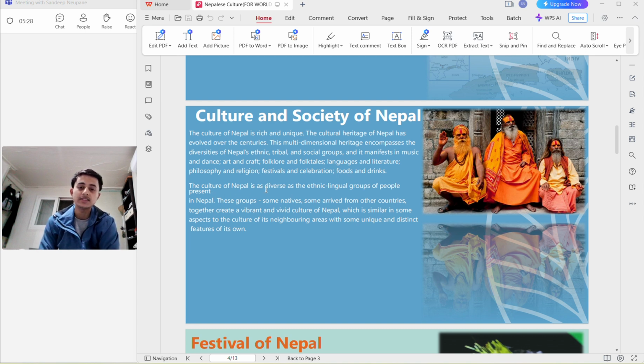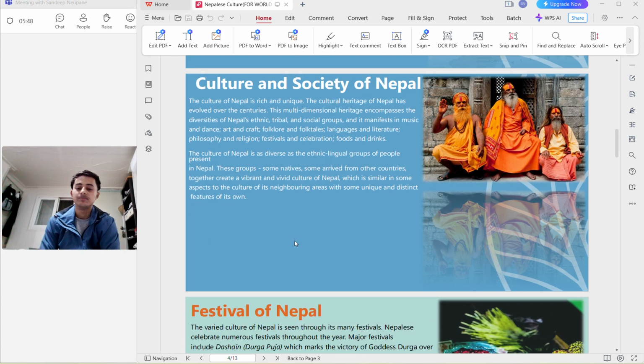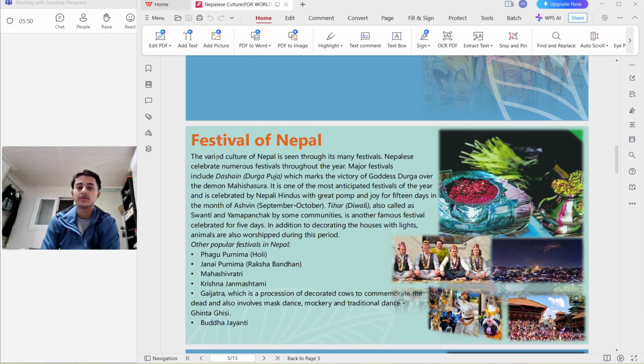The culture of Nepal is as diverse as the ethnic and lingual groups of people present in Nepal. These groups, some native, some arrived from other countries, together create a vibrant and vivid culture of Nepal, which is similar in some aspects to the culture of its neighboring areas with some unique and distinct features of its own. Third one is Festival of Nepal.